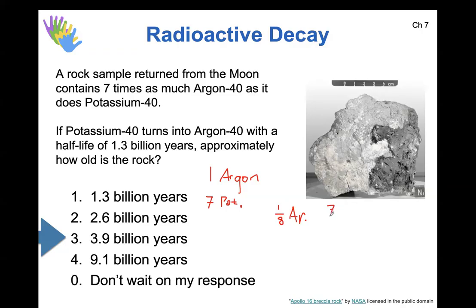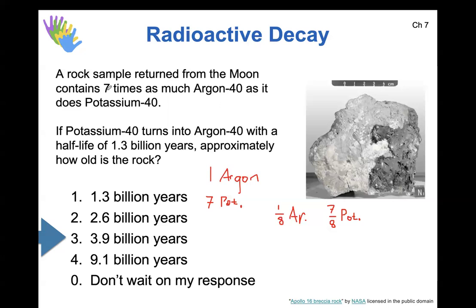And I could use, I guess, the elemental representation of potassium, like you see on the periodic table, but it's K. It's kind of confusing, right? So I'll stick with POT for potassium. So that is our fraction. 1/8 argon to 7/8 potassium. 7 times as much.